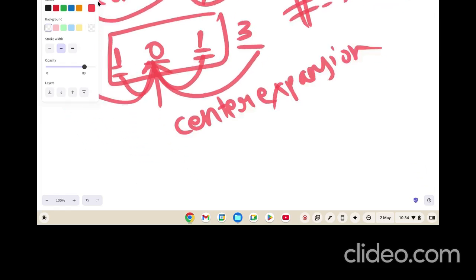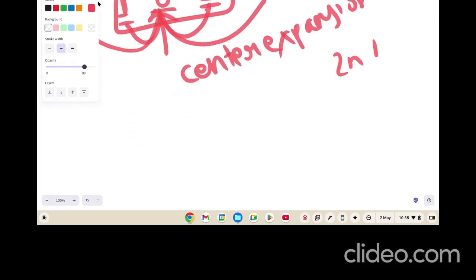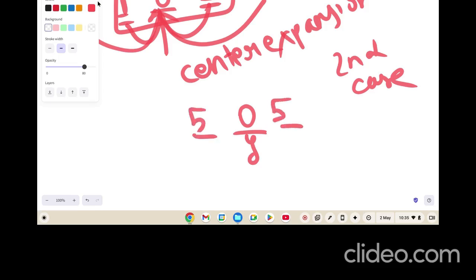Now let's look at the second case, and how it will look. What I'm trying to say is, let's say your 0 was at this place, and this is the position Y. At this position you had a 5, a 5, a 3, a 3, a 1, a 7. Now again you will start expanding from the center.